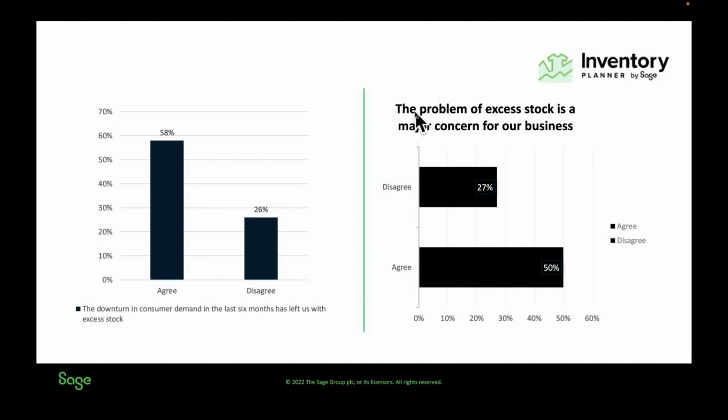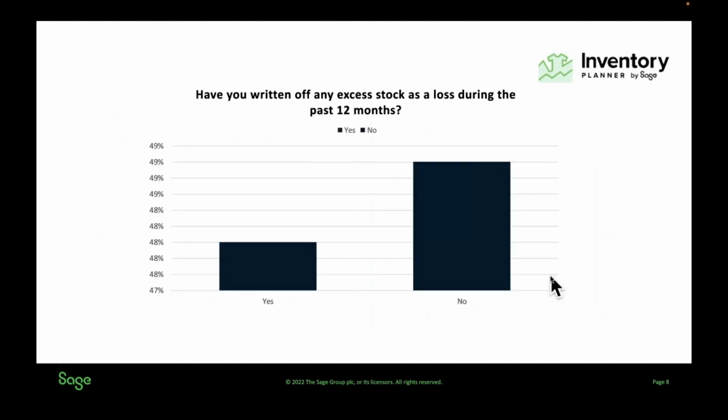So then we took it a step further and said, is the problem with excess stock a major concern for your business or not? Do you feel like you're going to be able to burn through that excess stock, or are you starting to panic? What are we going to do with this? We already made these purchases. We don't want to write it off. How can we get this out the door? And about 50% of those 500 plus retailers did agree that this is a major concern of theirs.